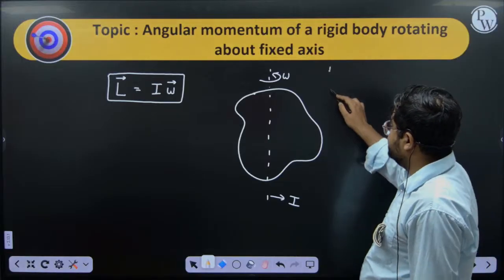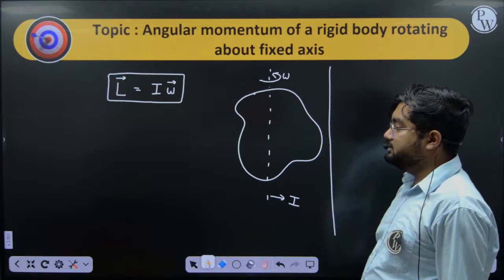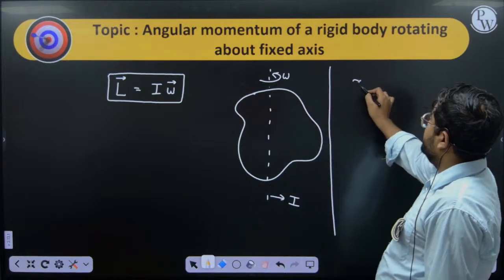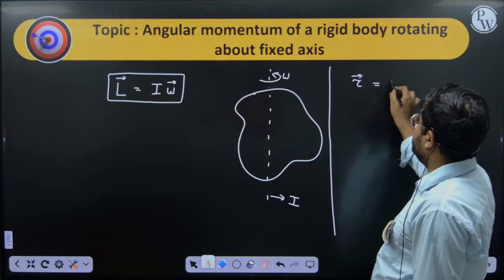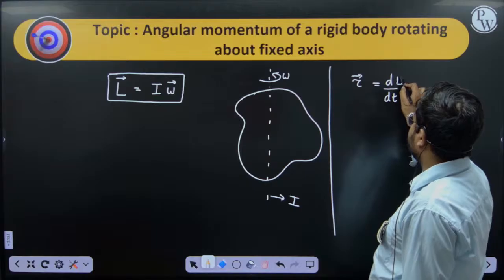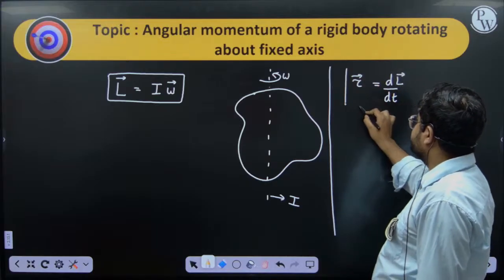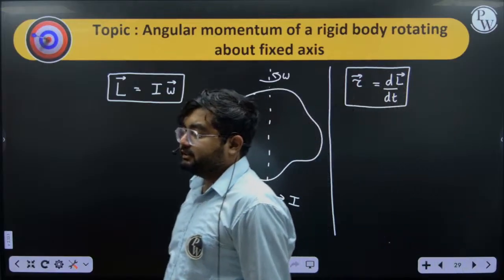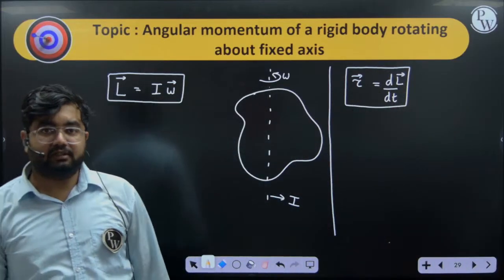Before we proceed further, there are a couple of other formulas I want to tell you. Torque can be written as rate of change of angular momentum.